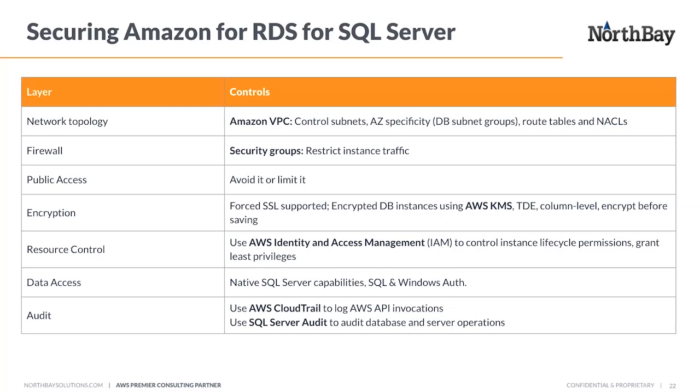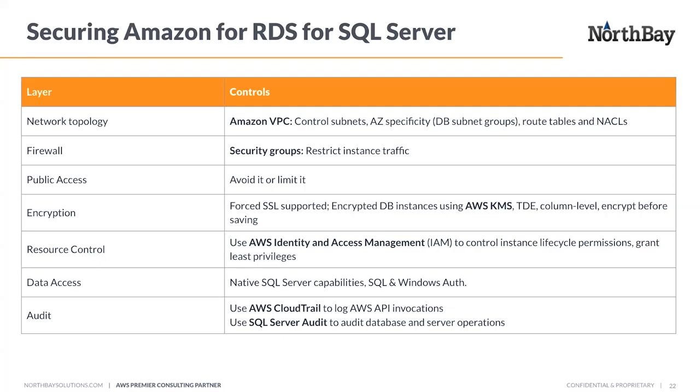Encryption, force SSL supported. Different options are given to you. As I said, key management services provided, TDE provided, column level, encrypt before saving, a lot of different options. Resource control, use IAM, right? That's a domain in itself. It's a service which is applicable pretty much to everything AWS has to offer. So make use of IAM roles and users to control the resources. Data access, native SQL Server capabilities are supported. And then, as I said before, SQL and Windows authentication are the two mechanisms that you can use to provide access to the database itself.